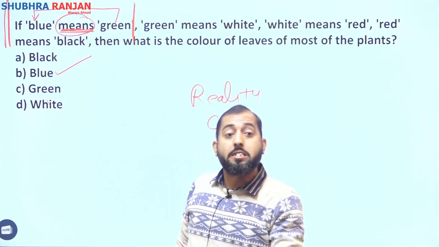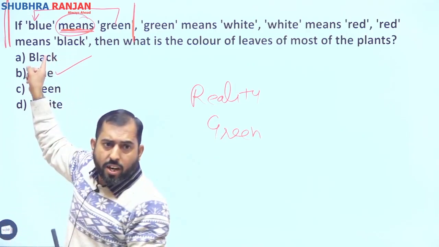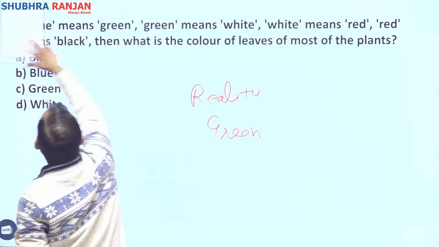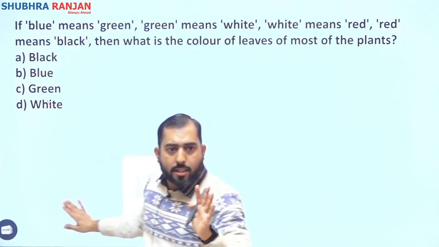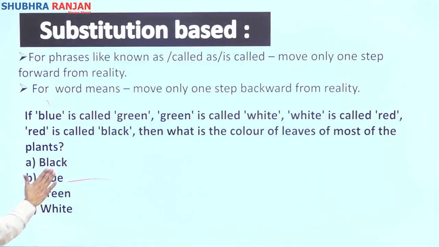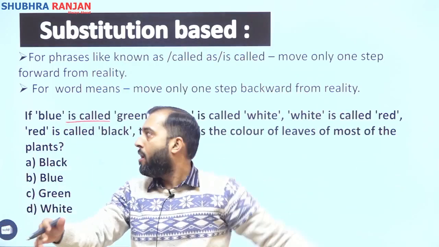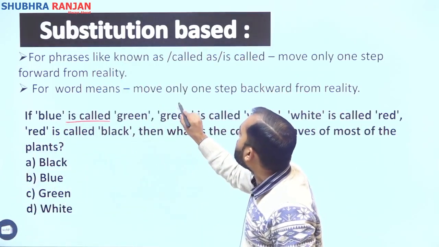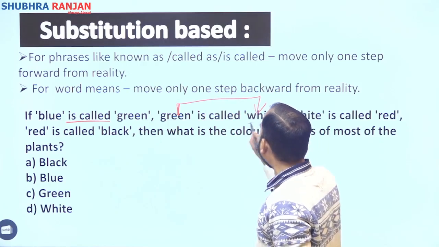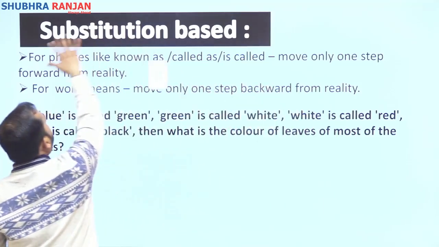In the previous case, it is white. Can I erase this now, guys? I hope the difference between means and known as is clear, right? It is important. In the previous case, it is written called as. If it is written known as, called as, and is called, we'll go one step forward. So over here, green is the reality. From green, if we go one step forward, our answer is white. Done? Okay. So I hope this part is clear to everyone.